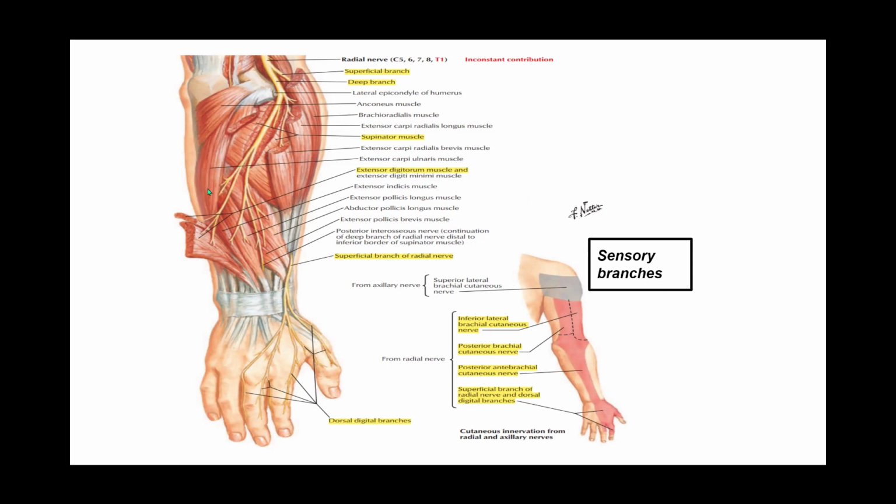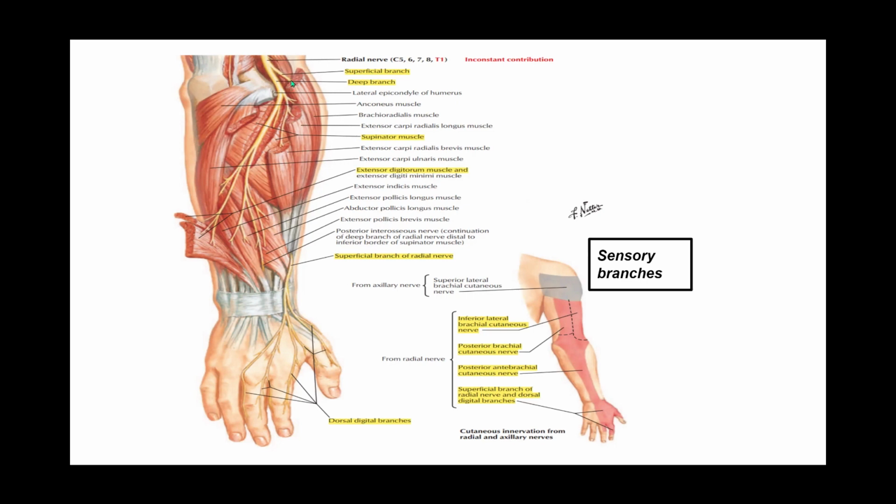You can see it is just giving off muscular branches, okay? So that's the extensor digitorum muscle, that's the extensor pollicis longus, and that's the extensor indicis muscle, going to the index finger. That's the abductor pollicis longus, and this is extensor pollicis brevis. So all these muscles are supplied by the deep branch of the radial nerve, or the posterior interosseous nerve, which is just a distal continuation of this deep branch.